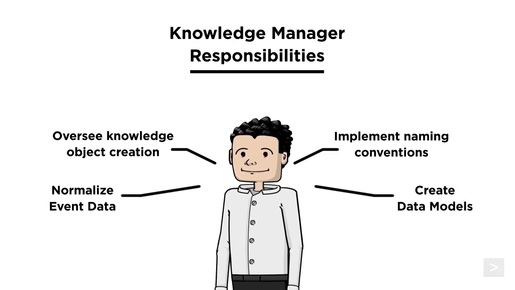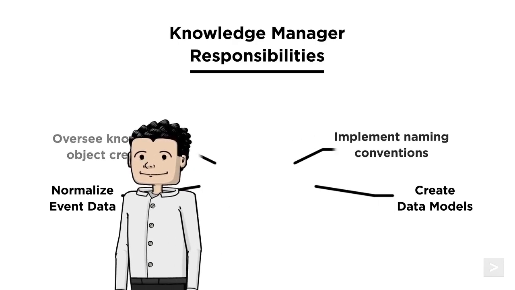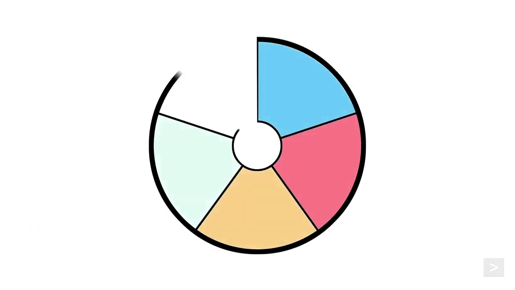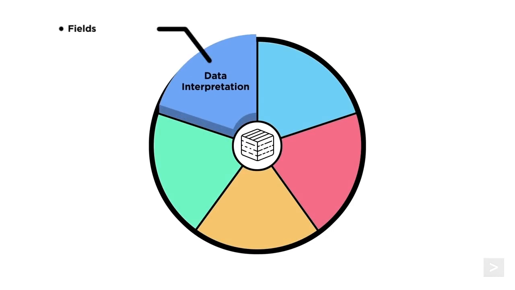Whether or not you're a knowledge manager in your environment, it's important for all Splunk users to know a little about the types of knowledge objects that exist. Let's take a quick look. Some fields are automatically extracted from data based on the selected source type, but additional fields can be manually extracted to add additional insight to your data.